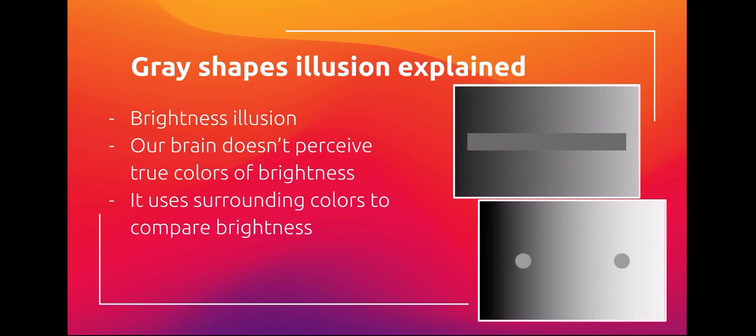Now the shapes illusion. So this is called a brightness illusion, and this happens because our brain doesn't perceive true colors of brightness. Instead, it uses surrounding colors to compare brightness. So the same gray circle or square will look lighter when it's surrounded by darker colors than when it's surrounded by lighter colors.